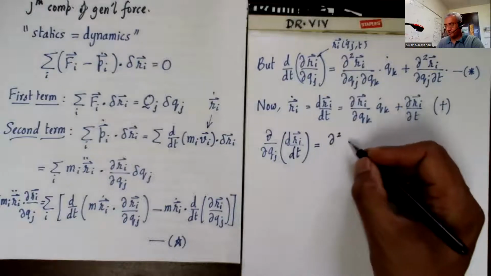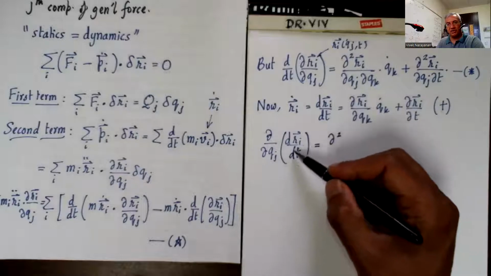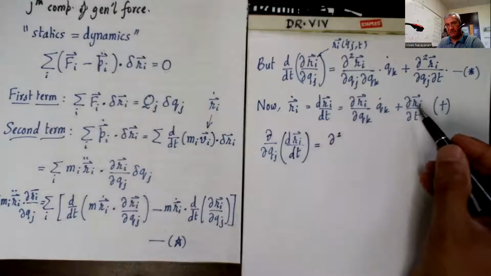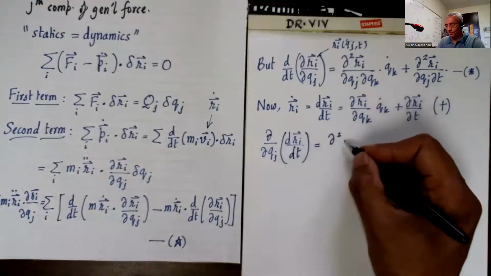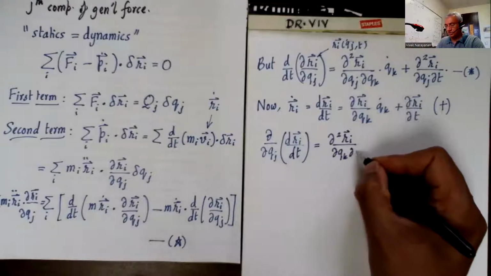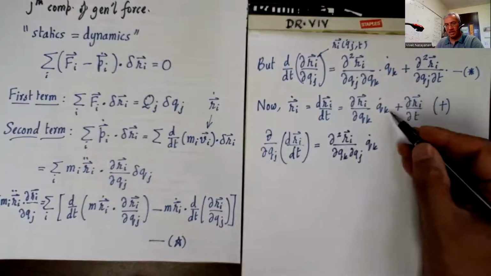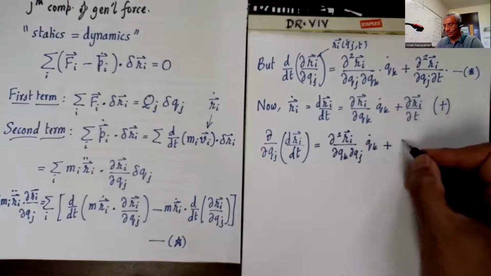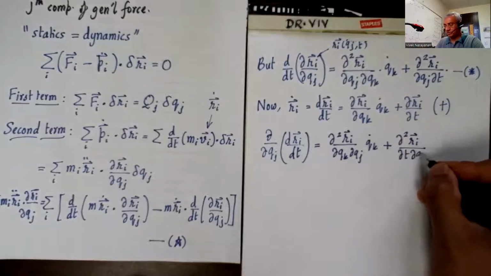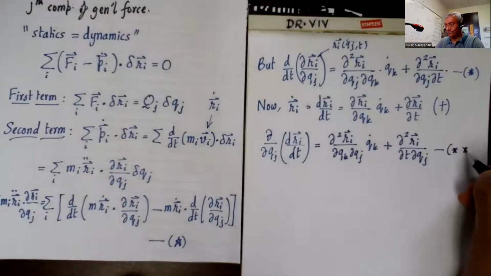del 2, because of the first term, I'll have to take the derivative with respect to Qj. I'll take the derivative first with respect to the first term and then with respect to the second term. So I get del 2 Ri over del Qk del Qj, Qk dot, because I have the Qk dot unharmed, plus del 2 Ri over del t del Qj. I'll call this double star.